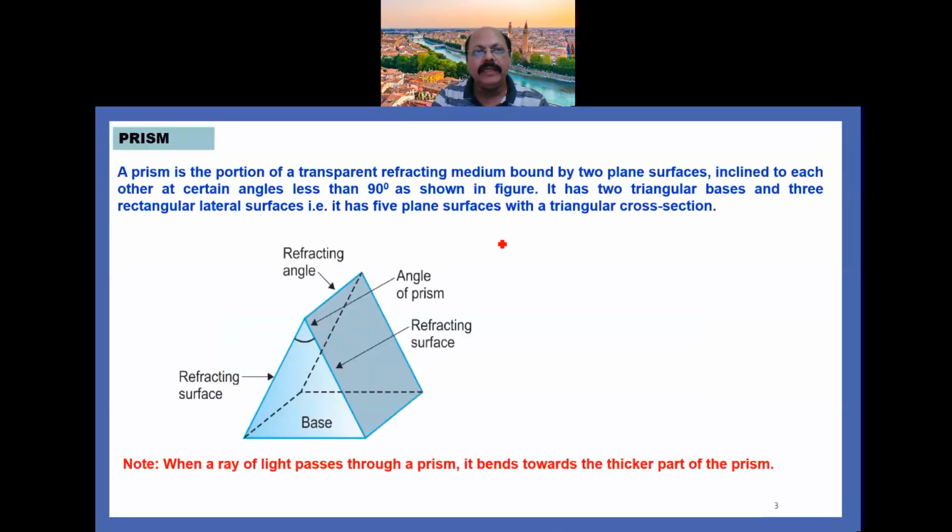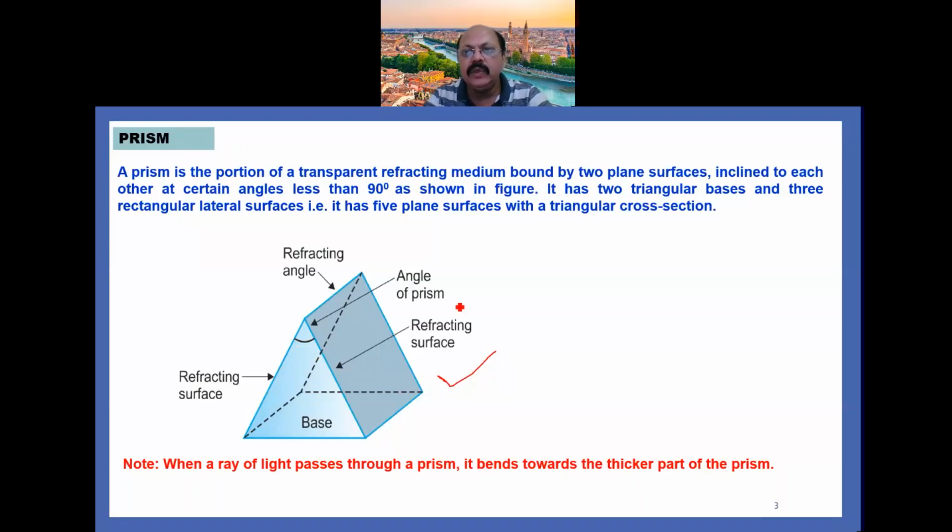First of all, you understand the meaning of the prism. You can see here the diagram of the prism. A prism is the portion of transparent refracting medium bound by two plane surfaces inclined to each other. You can see in the diagram, these are the two plane surfaces which are inclined at a certain angle less than 90 degrees.